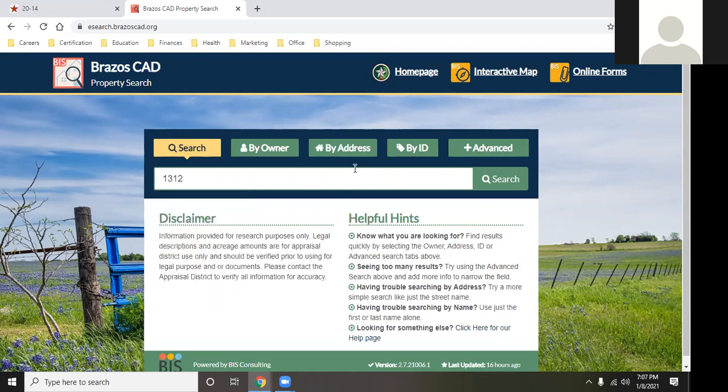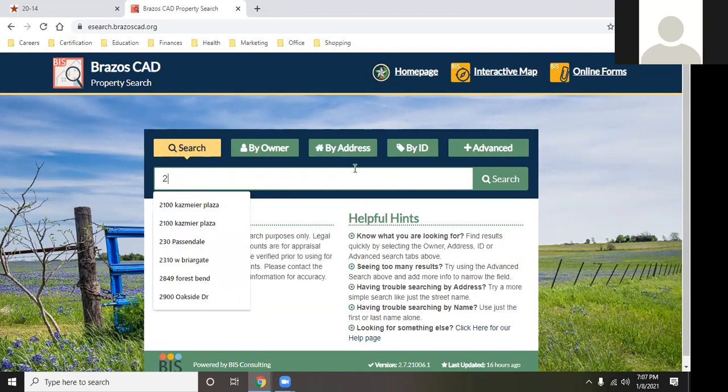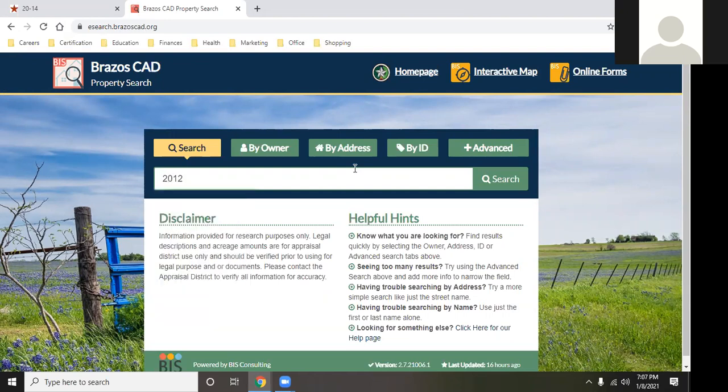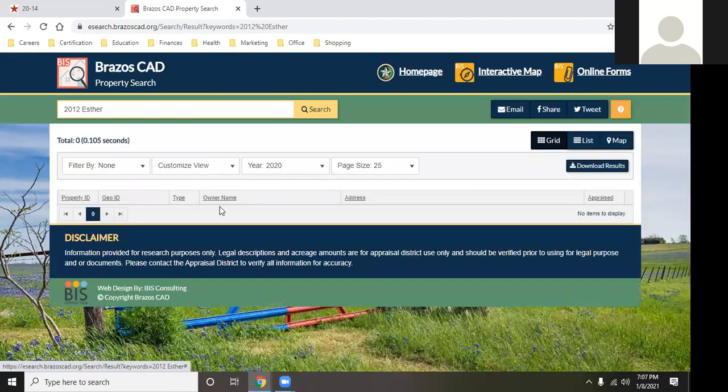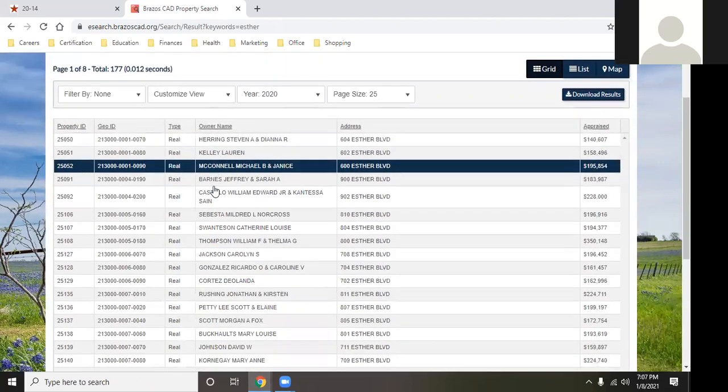1312. You can do one of my old houses. Yeah. What's one of your old houses? 2012 Esther Street. S like that? Yeah. Okay, and don't put street, remember. No, nope. That wasn't it. Let's just do this. It's a long time ago. Let's just do Esther and see what comes up.